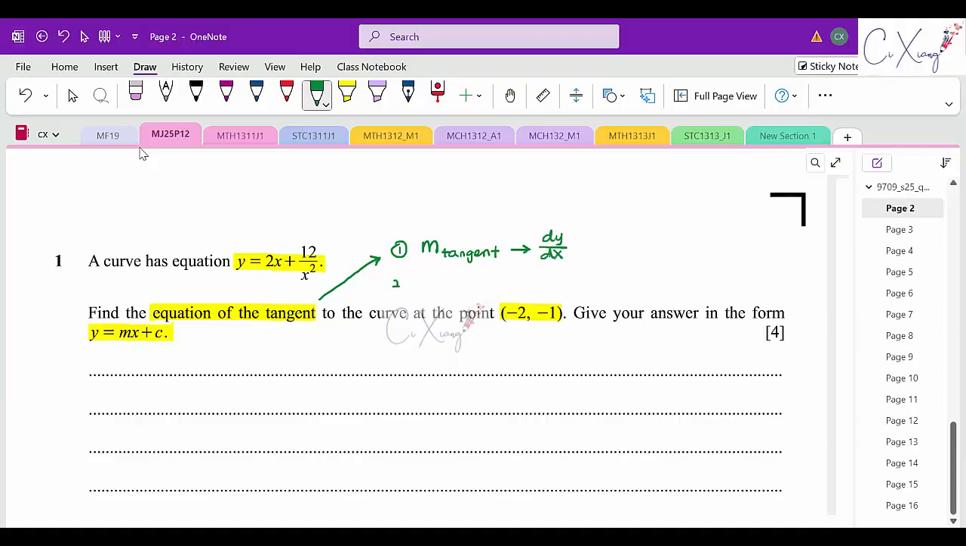And the second piece of information that we need is the passing point. Basically, we already have the passing point here. It is given in the question. They are interested in the equation of the tangent at this particular passing point. So now we already have this information. Therefore, we just need to figure out the value of dy/dx first.